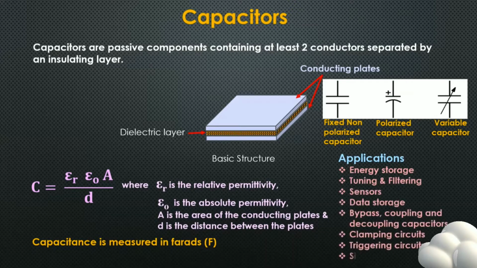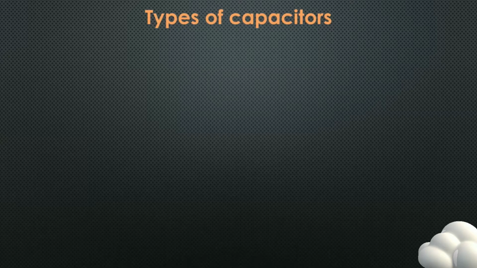The applications of capacitors are energy storage, tuning and filtering, sensors, data storage, bypass coupling and decoupling capacitors, clamping circuits, triggering circuit, and it is also used for signal processing. Let us now try to understand the types of capacitors.